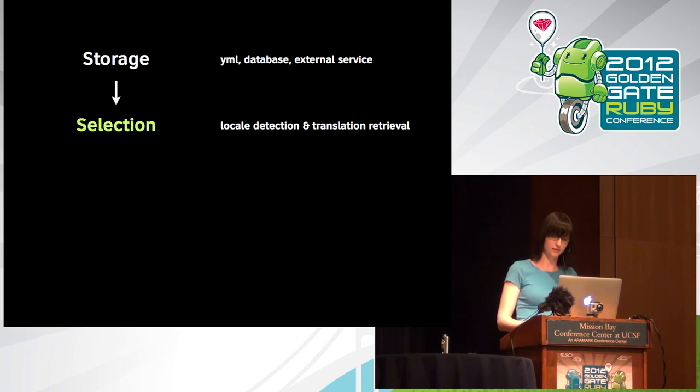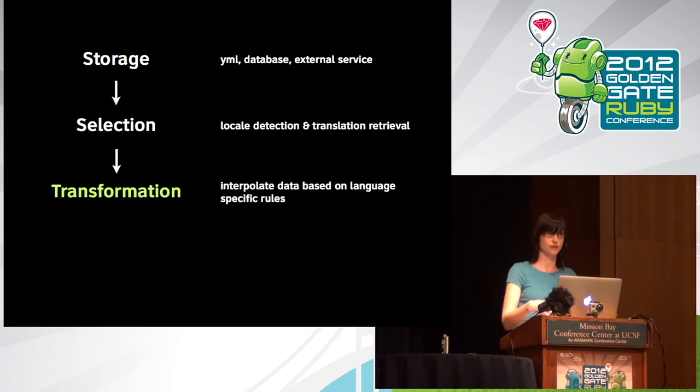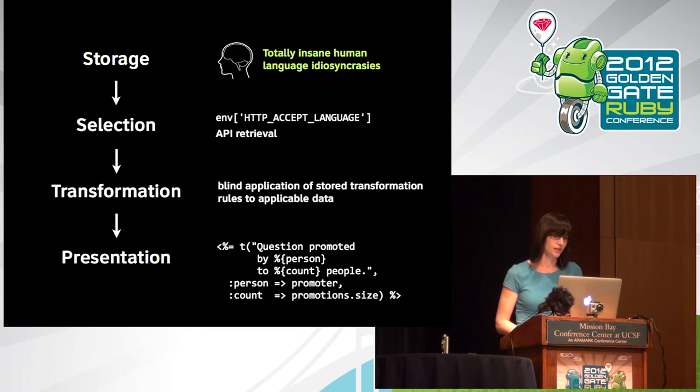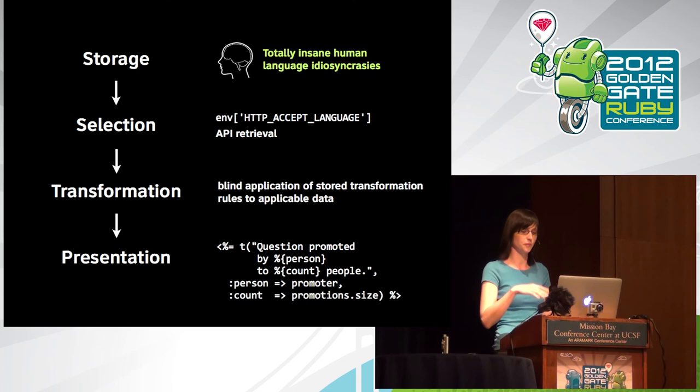Transformation is just a matter of interpolating the data into the translations that you've pulled. And then presentation is a really simple matter of just delivering a user-facing template. So now in this scenario, all the crazy language idiosyncrasies are stored completely away from the template. They're totally isolated to the storage layer, so they're not going to cause a big mess in the rest of your app.